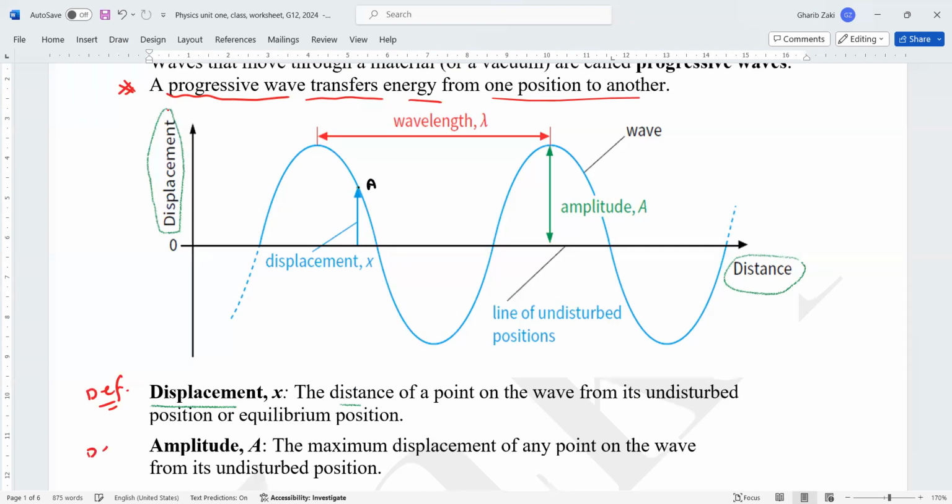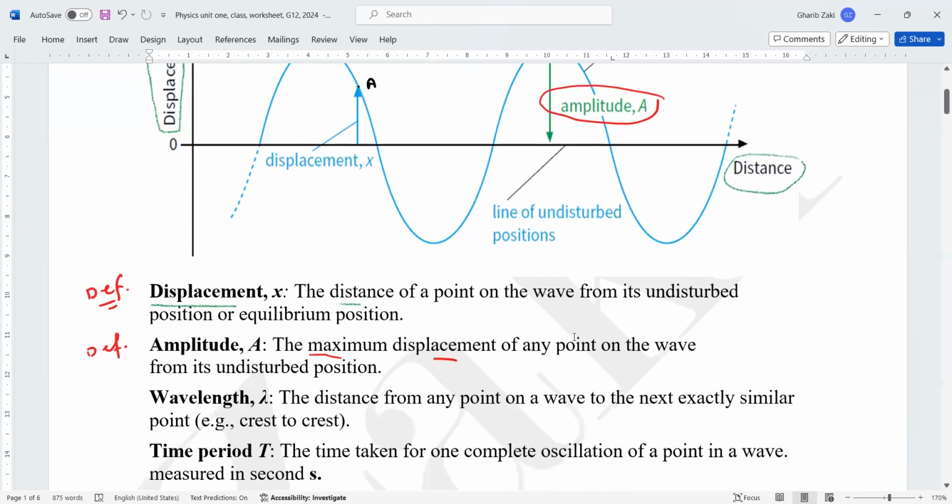Amplitude, also, this is a definition of amplitude. It is the maximum displacement from equilibrium position. So the amplitude here, can you see here? This is the amplitude. It is the maximum displacement from the top. The top is called the crest. So the distance from crest to the center is called the amplitude, denoted by A. So the amplitude definition is the maximum displacement from equilibrium position.